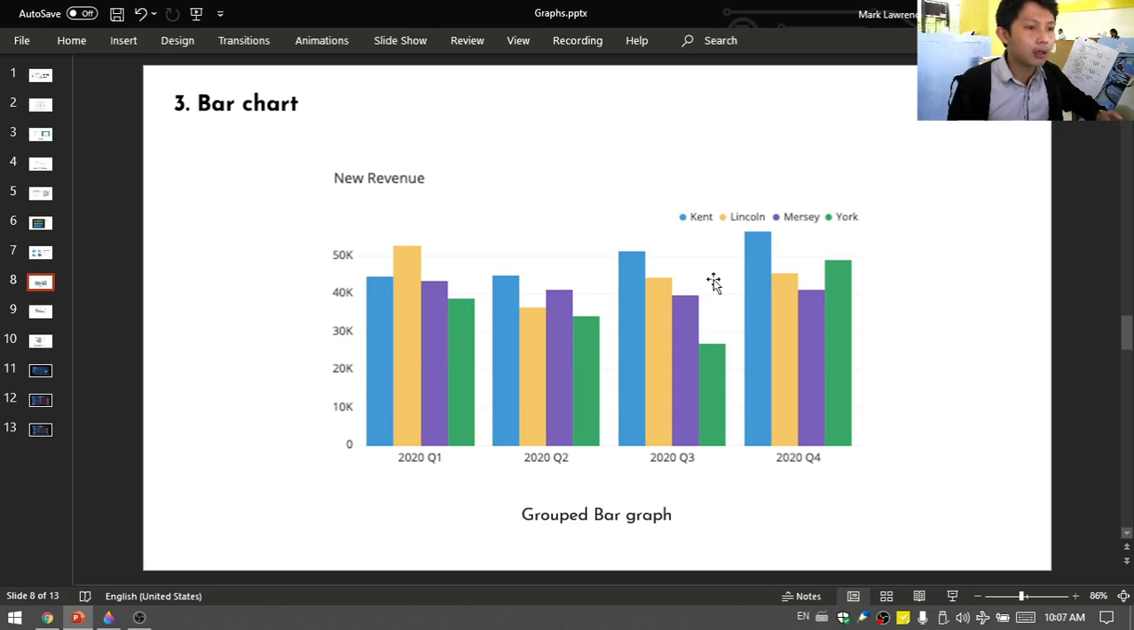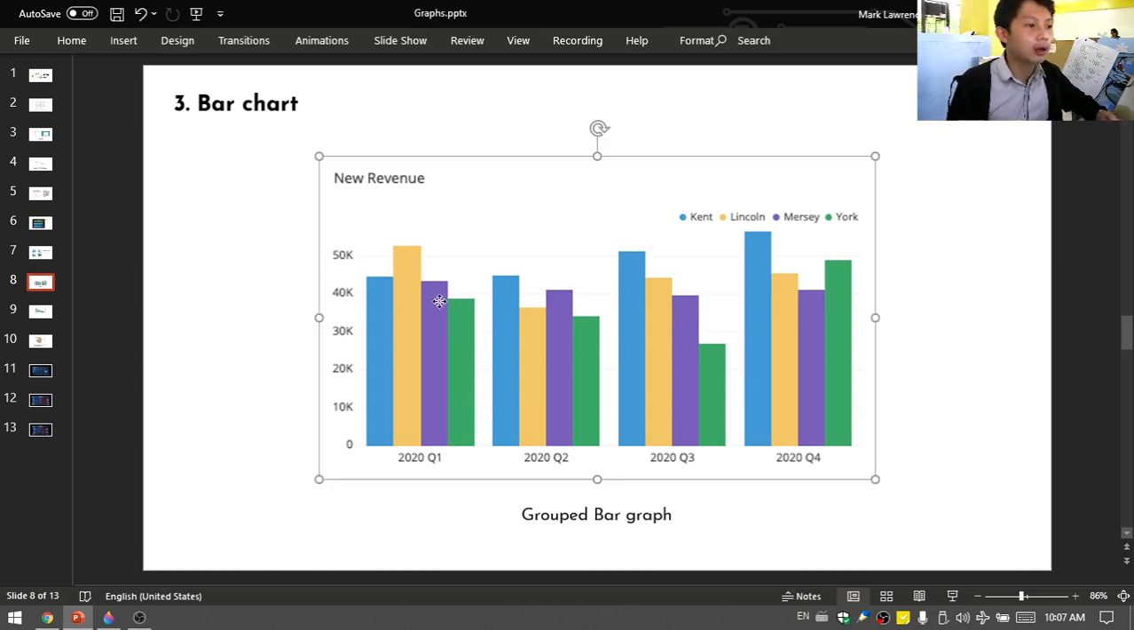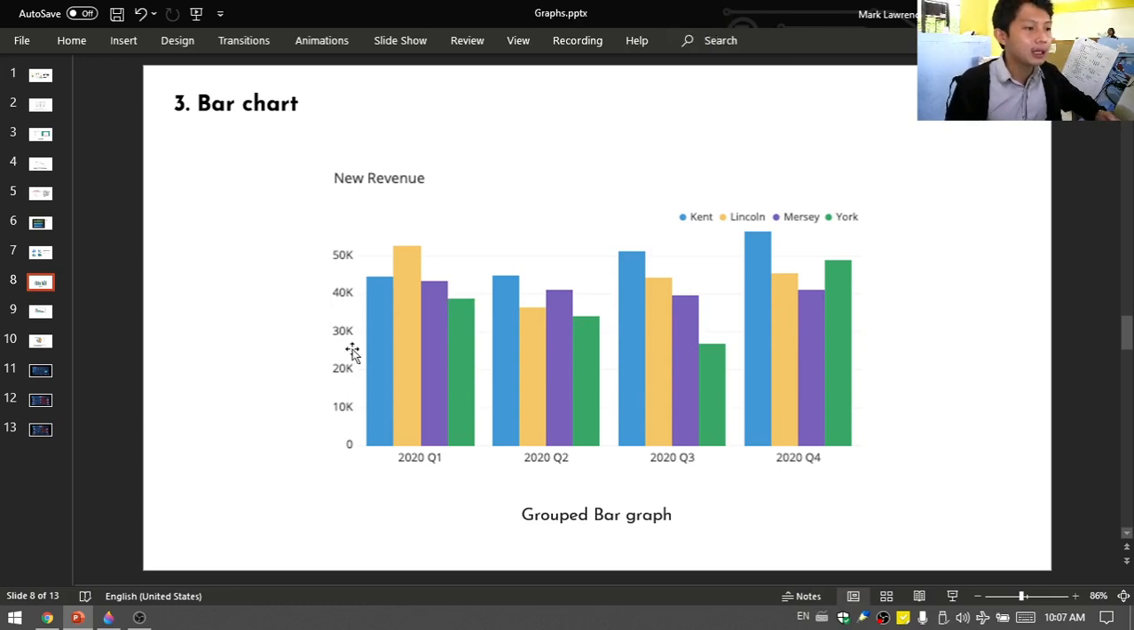While the green one, which is New York, went down, then up. While the purple one, which is Mercy, is consistent or constant at this particular revenue. So between the four, the performance of Kent is better because it is going up. While Lincoln goes down, then up, and New York goes up, down, and Mercy is consistent. So that's the group bar chart.